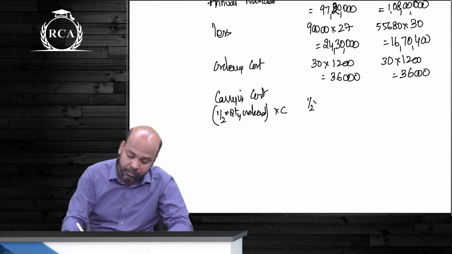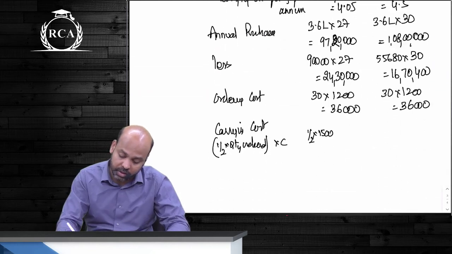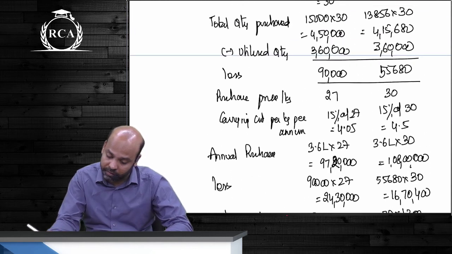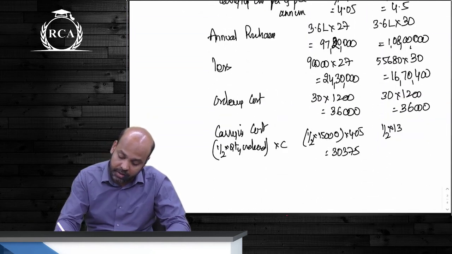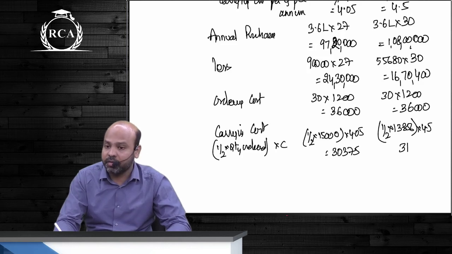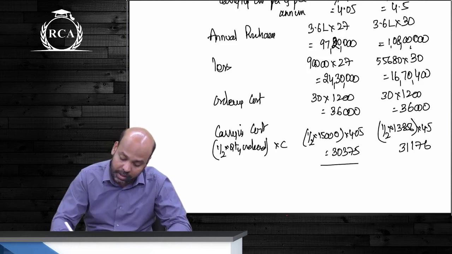So this will be half of 15,000. How much is the quantity? 15,000 into 4.05. 30,375. Here it will be half of 856 kgs into 4.5, guys. 31,000. Can you add these values, guys?